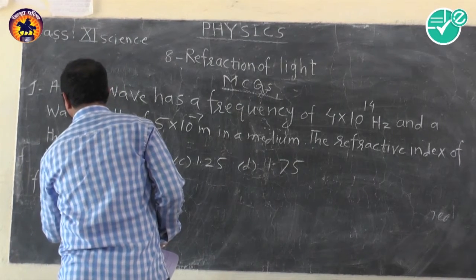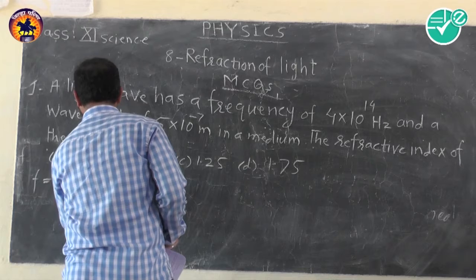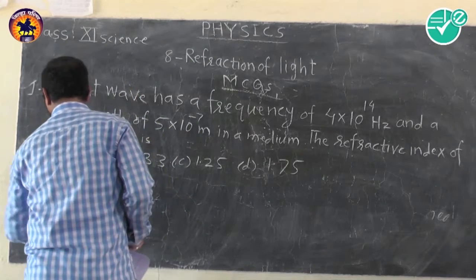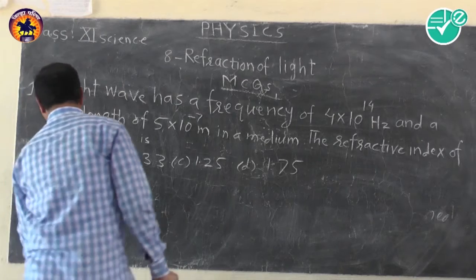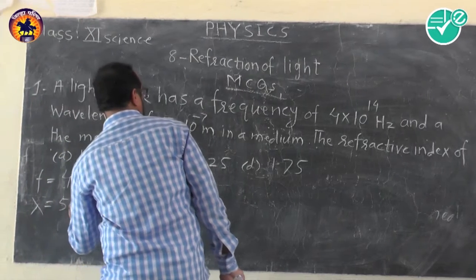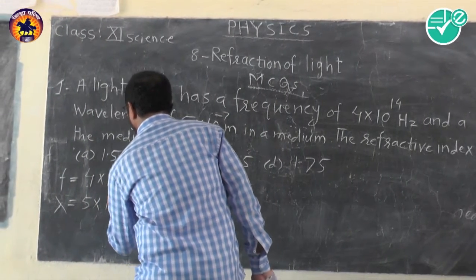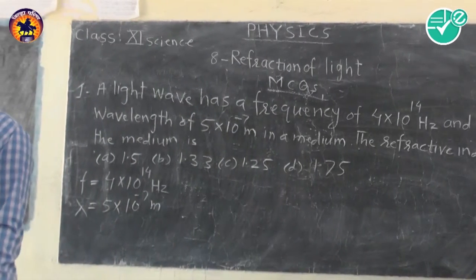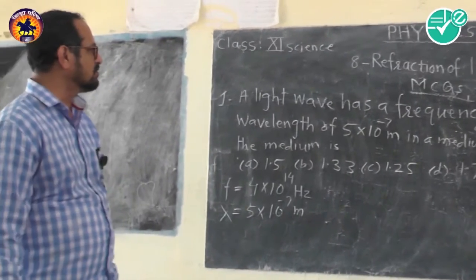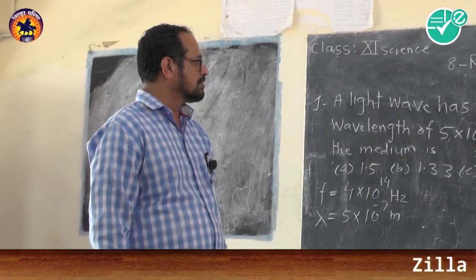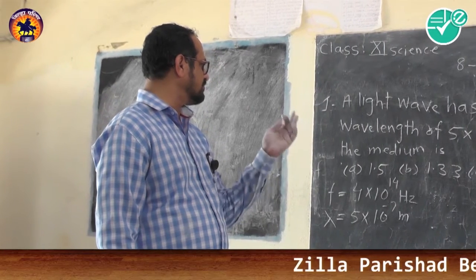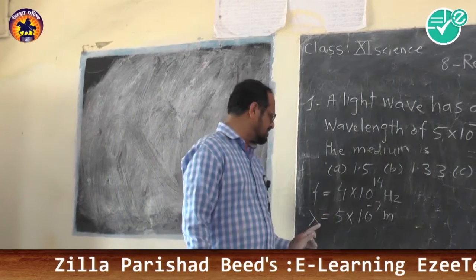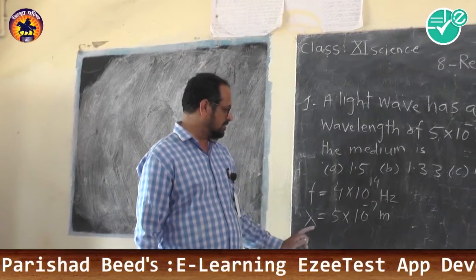Now, how will you obtain the right answer? The given is the frequency f, which is 4 into 10 to the power 14 hertz, and the wavelength is 5 into 10 to the power minus 7. Both the values are in SI unit. To find the refractive index, we have the formula V1 upon V2 equals lambda 1 upon lambda 2. But here only one lambda is given, the other lambda we don't know.